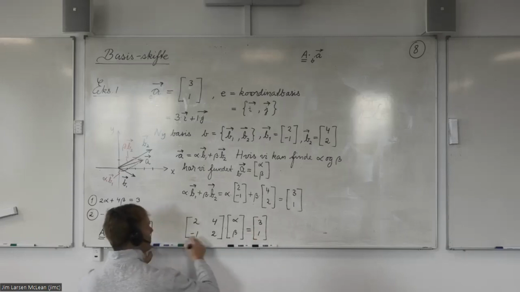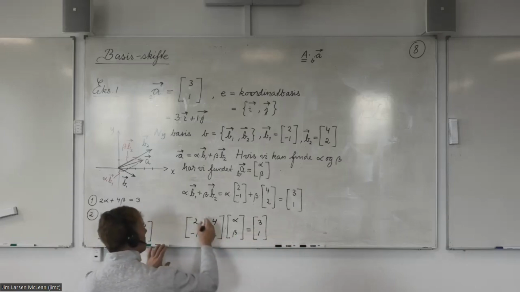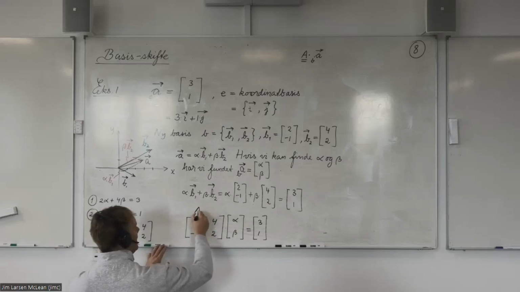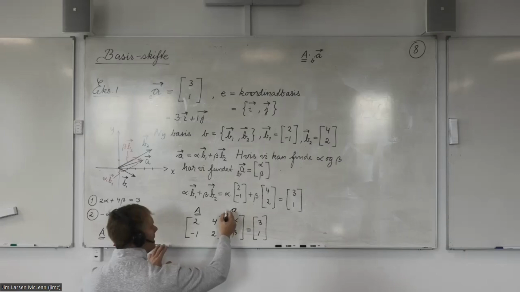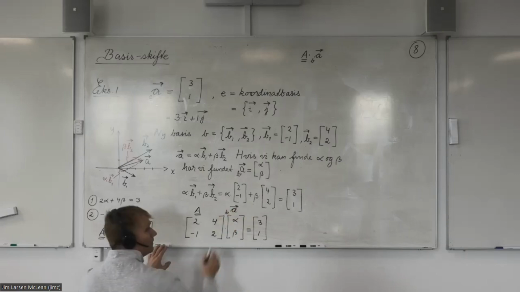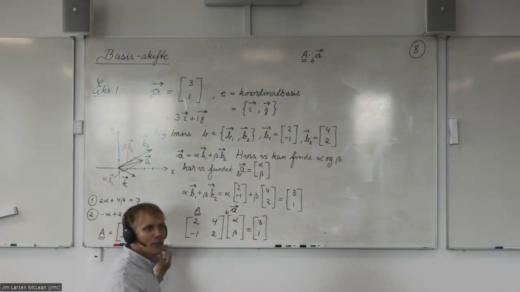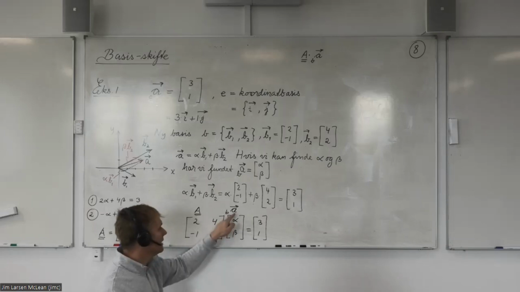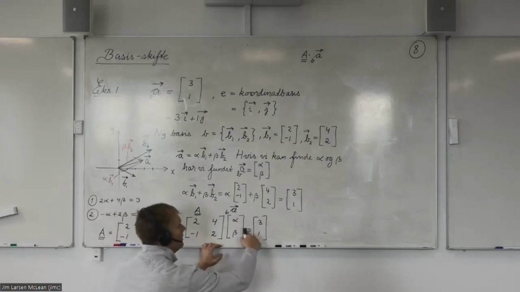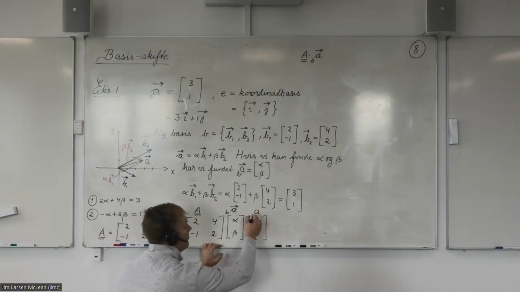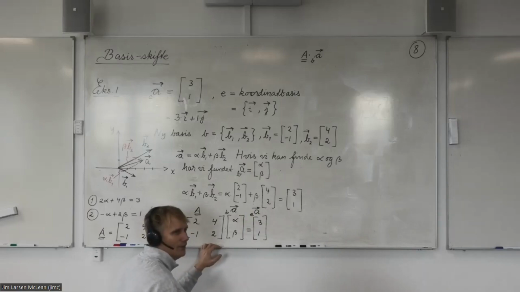So just take a look at what's written in this equation here. What is written here is matrix A. What is written there? That is my vector A, but in B coordinates, right? That was our conclusion. If I could find all the coordinates in B, then I would have found vector A in B coordinates. And what is written here? It is vector A in the usual basis, the good old basis with i and j.